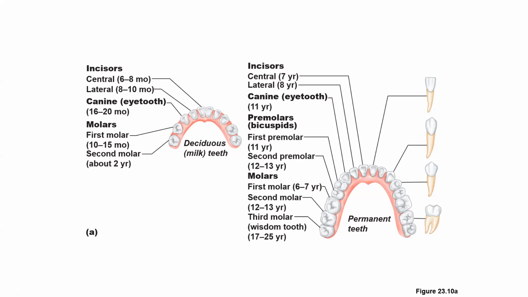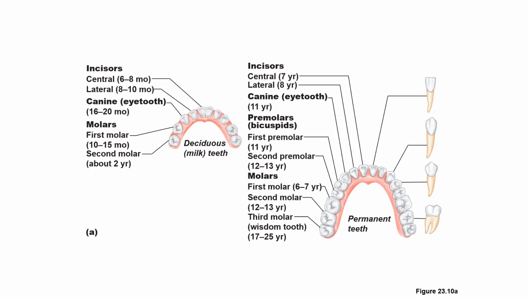Then behind the canines, and this is on both the mandible and the maxilla, you have your premolars and you have your molars. Now you have 2 premolars here and here, and then 3 molars. Your third molar is what we call the wisdom teeth.